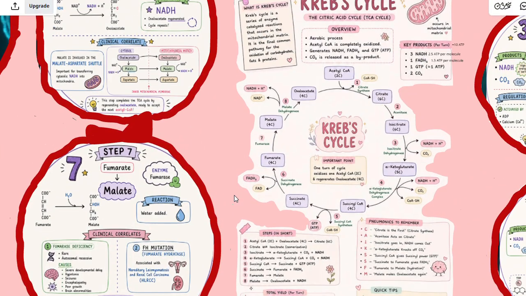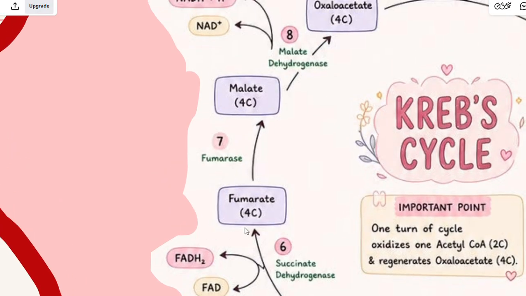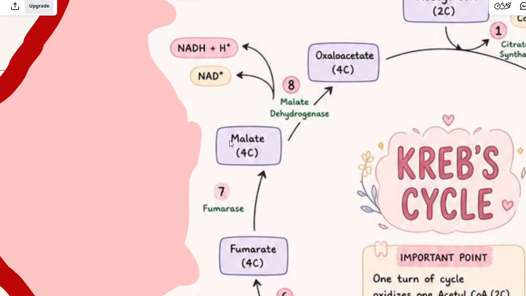All right, so now at this point, you have converted the succinate into fumarate, right? You've used the succinate dehydrogenase enzyme and you've produced a molecule of FADH2. We now use the fumarate molecule to convert it into the malate, right?